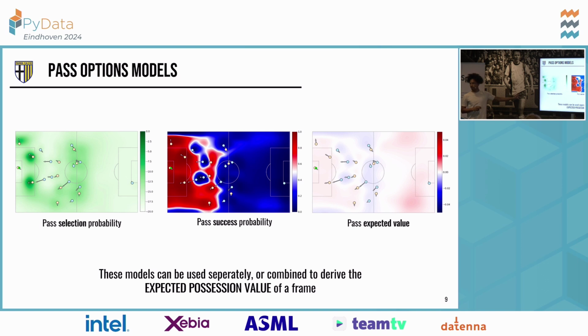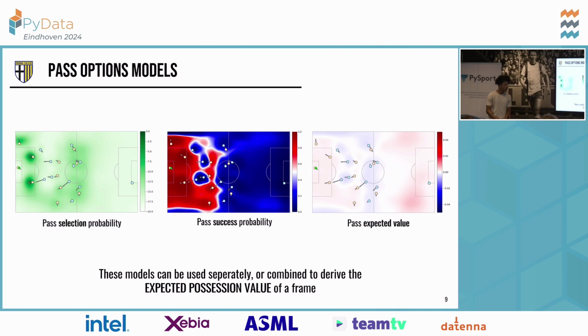Computed with convolutional neural networks. So basically how it works, we have every pass that we have to merge with tracking data, because in event data you just have the pass and the minute and second, but we need to be very precise to have the exact frame where the player made the pass.